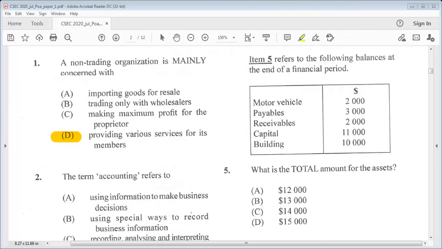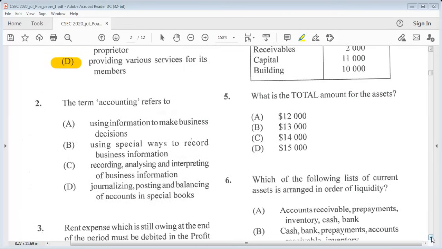Let's go on to number 2. The term accounting refers to A, using information to make business decisions, B, using special ways to record business information, C, recording, analyzing, and interpreting of business information, D, journalizing, posting, and balancing of accounts in special books. So we know once we hear the term accounting, we're looking for some key concept like recording, analyzing, and interpreting. So we know that our answer is C.